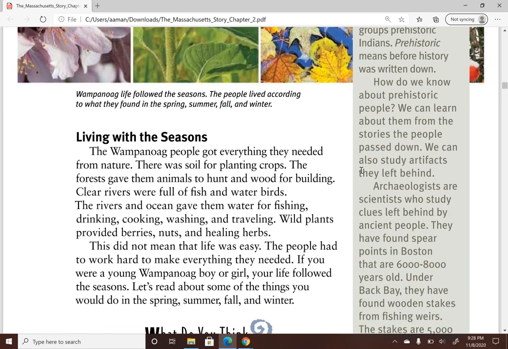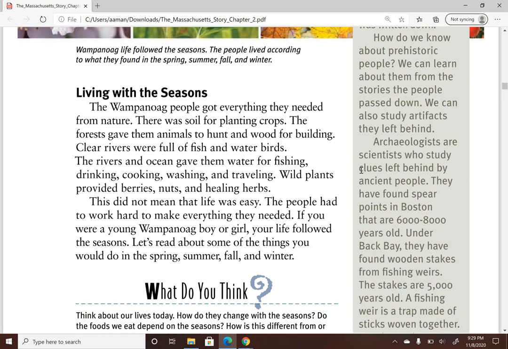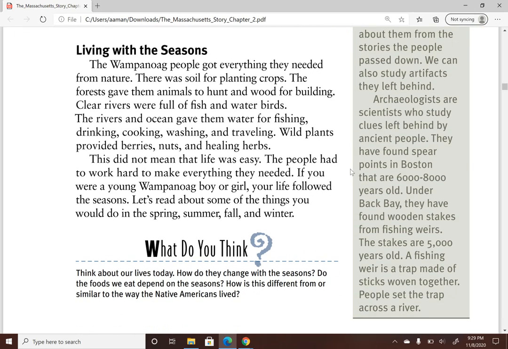How do we know about prehistoric people? We can learn about them through stories the people passed down. We can also study artifacts they left behind. Archaeologists are scientists who study clues left behind by ancient people. They have found spear points in Boston that are 6,000 to 8,000 years old. Under Back Bay, they have found wooden stakes from fishing weirs. The stakes are 5,000 years old. A fishing weir is a trap made of sticks woven together. People set the trap across the river.